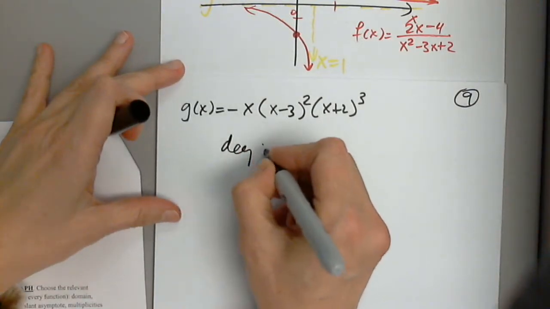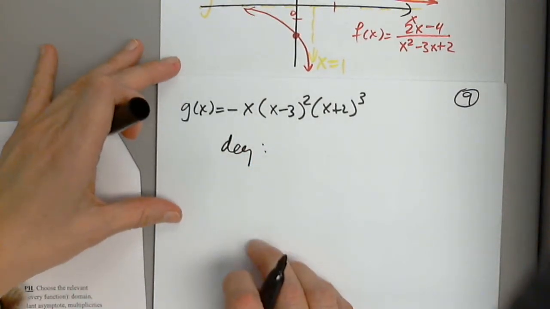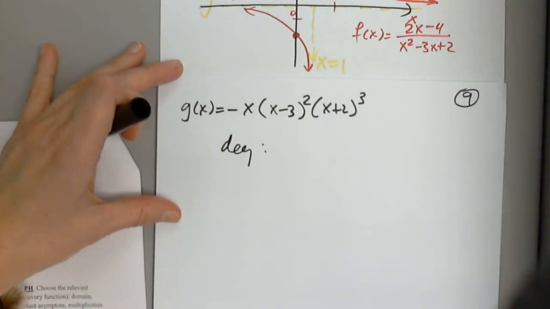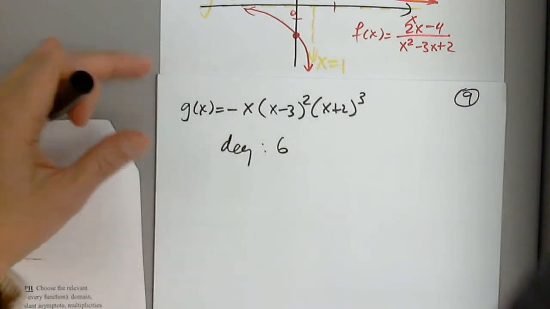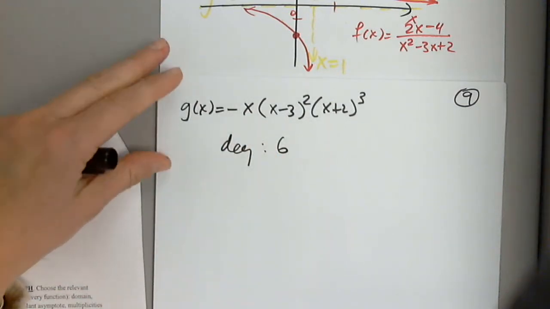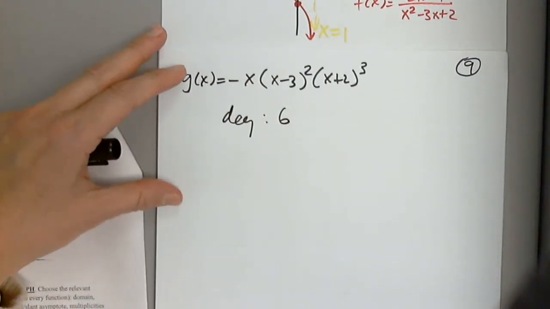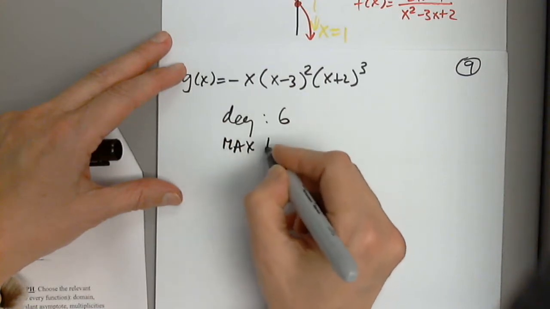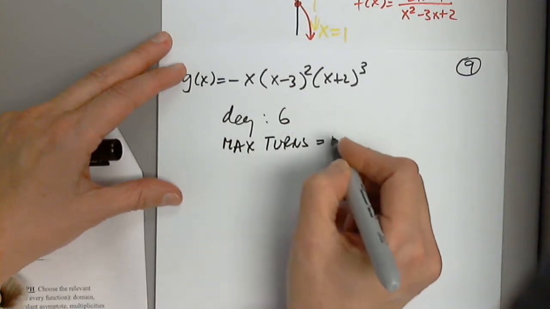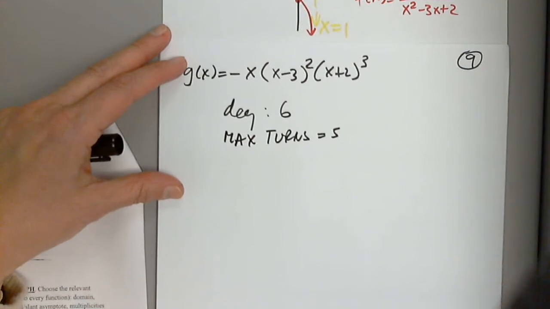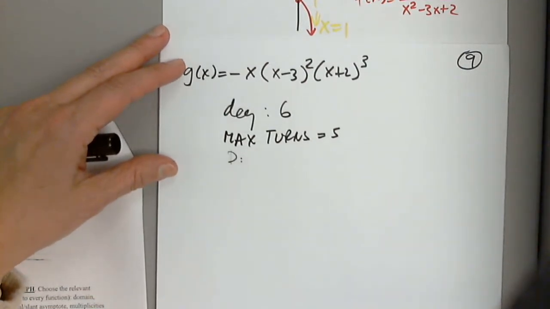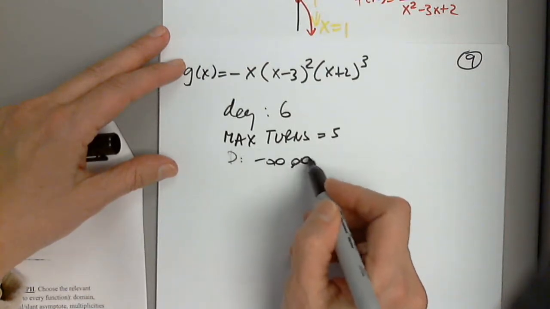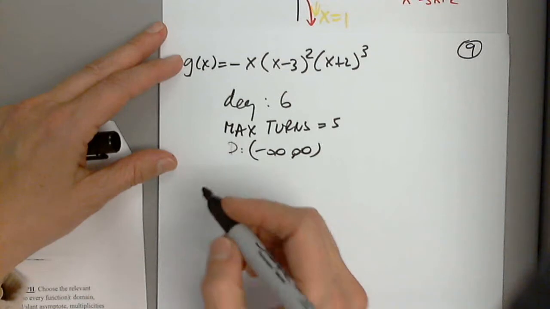Degree, please. 6. Very good. 3 here, 2 here, 1 here. 3 plus 2 plus 1 is 6. Good. Maximum possible number of turns. Very good. It doesn't have to turn 5 times, but it cannot turn more than 5 times. Domain for every polynomial. Yes, all real numbers. Very good.